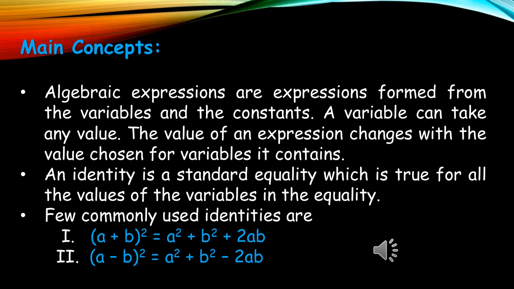Here we will be learning two identities. The first one is (a plus b) whole square is equal to a square plus b square plus 2ab, and (a minus b) whole square is equal to a square plus b square minus 2ab. These two identities you have to remember.